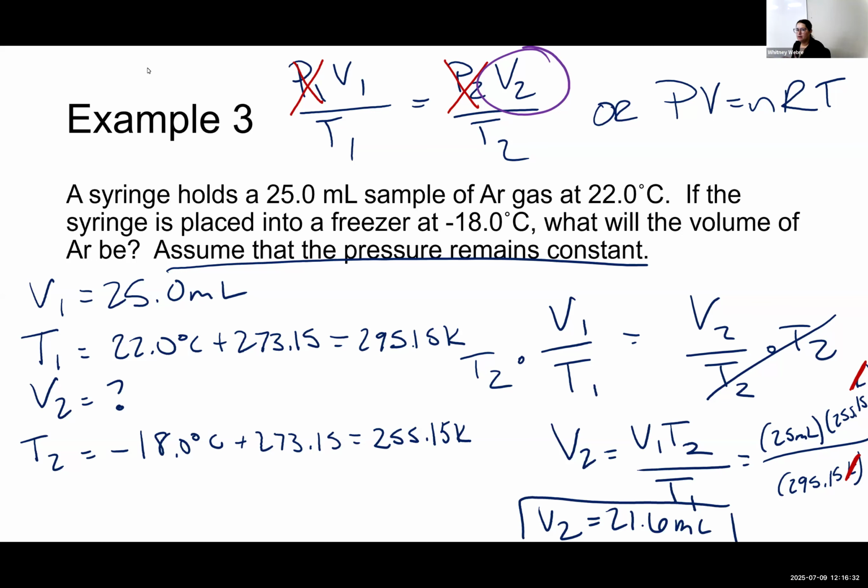The last step, because we did substitute and solve, is evaluate. We know that volume and temperature are proportional. Is temperature going up or down comparing T1 to T2? Going down. The volume also has to go down. V1 is 25, V2 is 21.6. I know it's not that big of a difference, but it doesn't matter. It's going down. It's proportional. So evaluation-wise, this makes sense to what we know as a constant: volume and temperature are proportional.